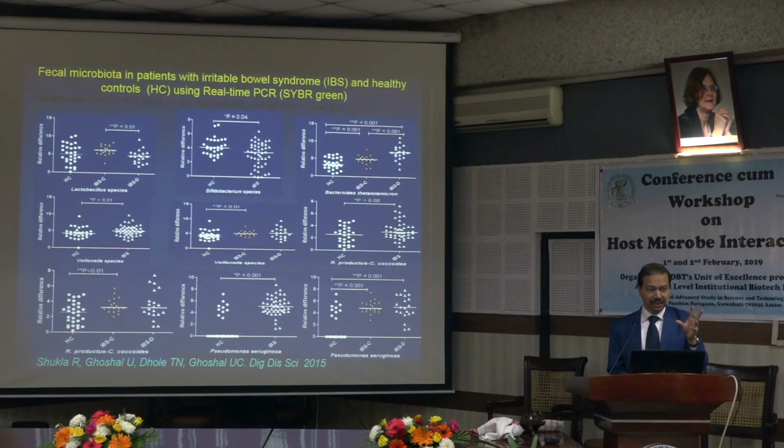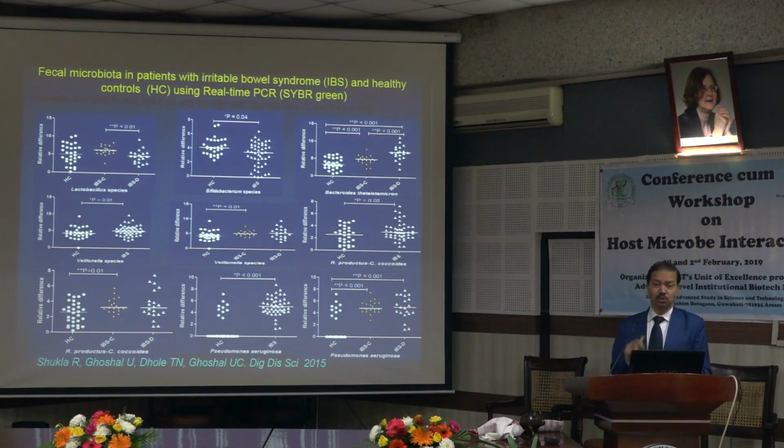There is a disease called irritable bowel syndrome, which you need not understand. It is a chronic GI disease. We took healthy people and IBS patients and looked at whether there is good diversity or bad diversity. Is the bacteria different in IBS versus healthy control? And what we found is very interesting.